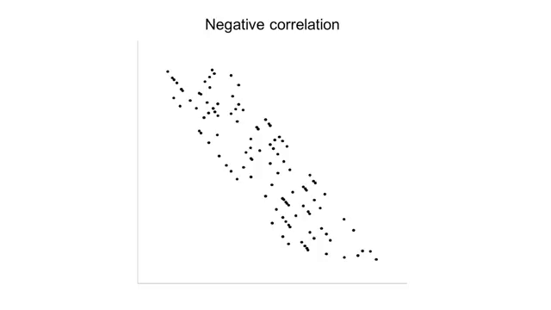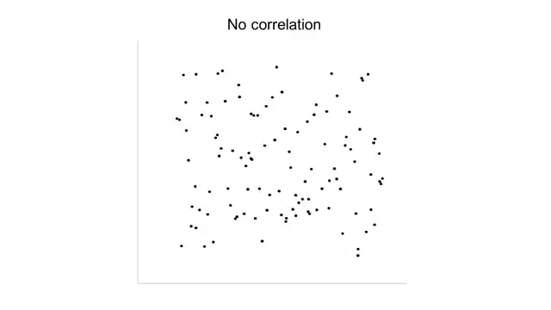We can also have negative correlation. That's where we'll see this kind of pattern. As the independent variable increases, the dependent variable decreases. That would be a negative form of correlation. And then obviously we get no correlation whatsoever. As the one increases, the other one jumps around unpredictably. There is no pattern to this type of correlation.